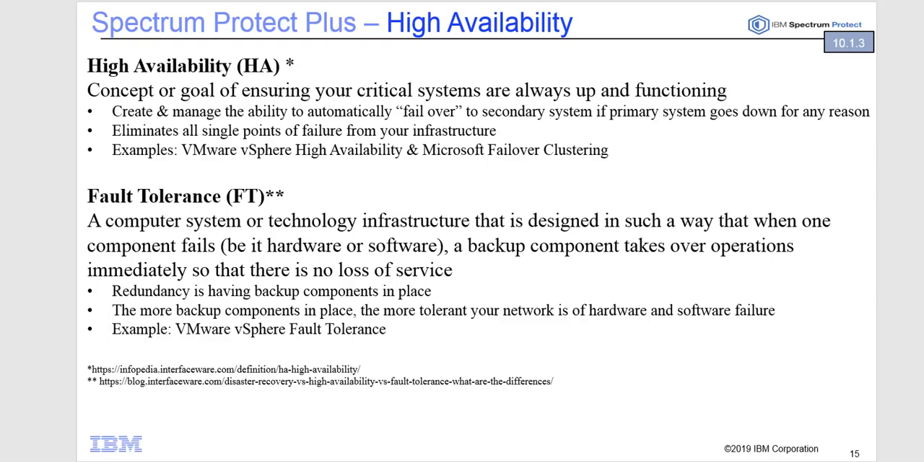Whereas fault tolerance refers to a system or technology that's designed in such a way that when one component fails, whether it's hardware or software, a backup component will take over operations immediately so that there's no loss of service. And so basically you have redundancy in place as a backup component. And the more backup components that are in place, the more tolerant your network is going to be of hardware and software failures. You can do this in both Hyper-V and vSphere.